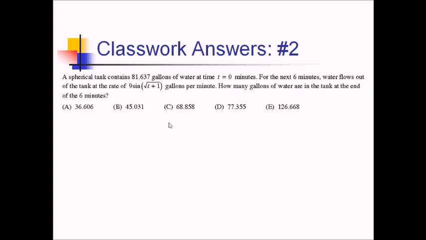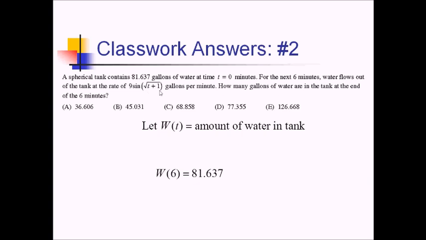So I'm going to first define a function W of t to represent my amount of water in the tank, just so I can talk about things a little bit more easily. So I can say that W of 6, which is what we're trying to find here, is going to equal my initial value, W of 0, 81.637. And then normally I would add the integral from 0 to 6 of my rate of change of W, which I'm going to call W prime, using this function here.